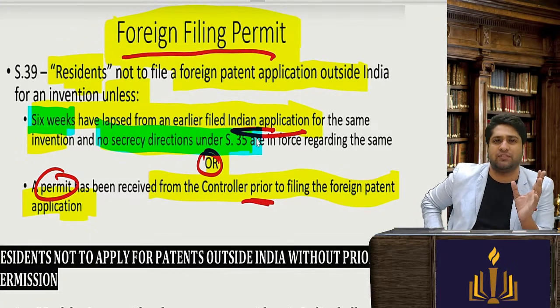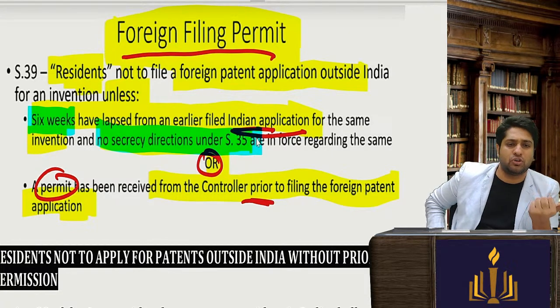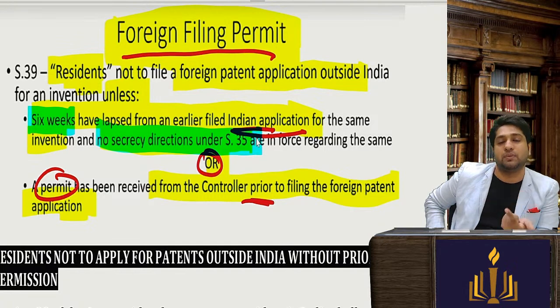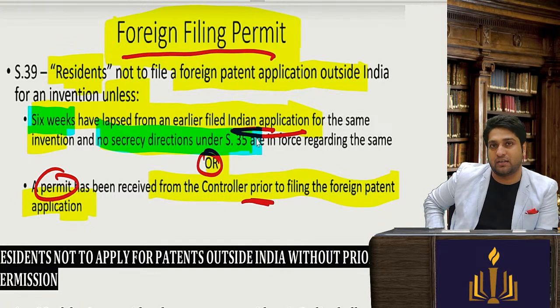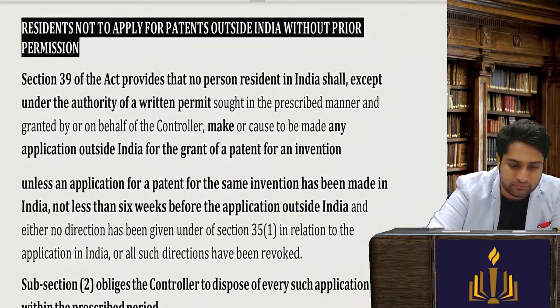We have done section 35, where the central government feels that it is important that this invention not be disclosed because the sovereignty, integrity, security of India is involved, or the defense of India is involved, then they will give a direction. So very simple, it should not fall under section 35. 6 weeks should lapse from the Indian application date, then you can make a foreign filing. Let's read it up and understand.